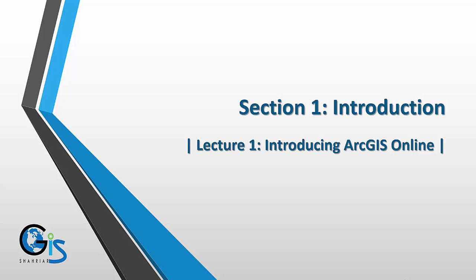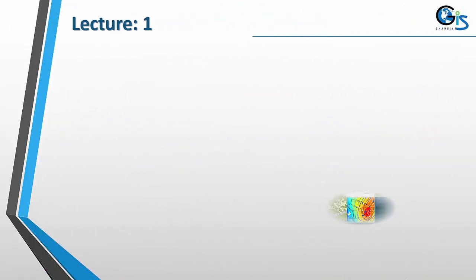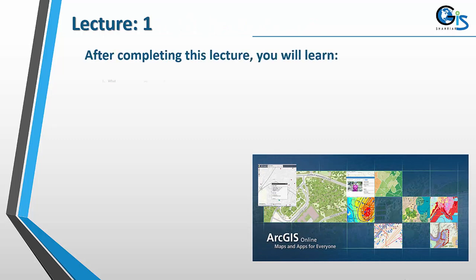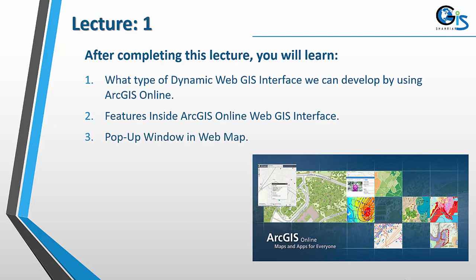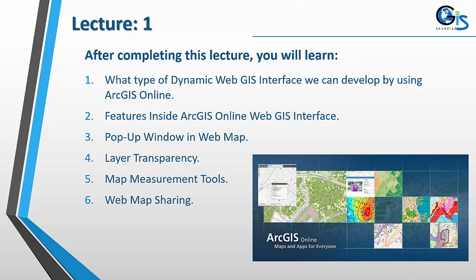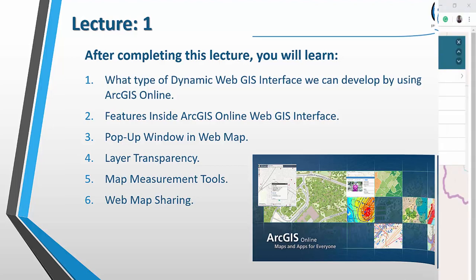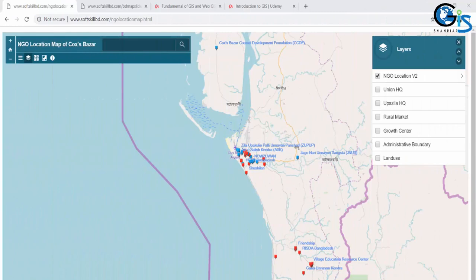Section 1 Introduction, Lecture 1: Introducing ArcGIS Online. After completing this lecture, you will learn what type of dynamic WebGIS interface we can develop by using ArcGIS Online. Features inside the ArcGIS Online WebGIS interface: pop-up window in web map, layer transparency, map measurement tools, web map sharing. Here, we are going to learn what type of WebGIS interface we can develop by using ArcGIS Online.